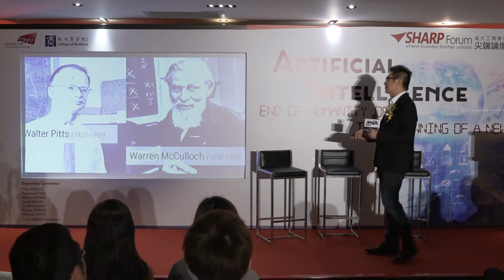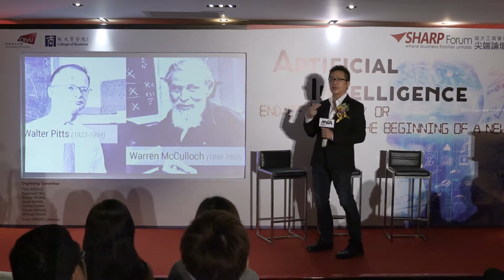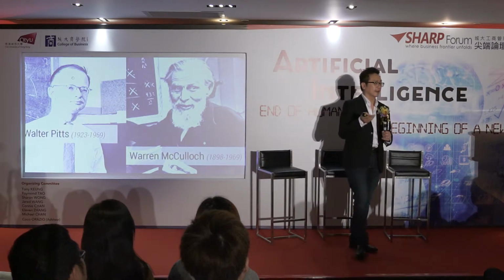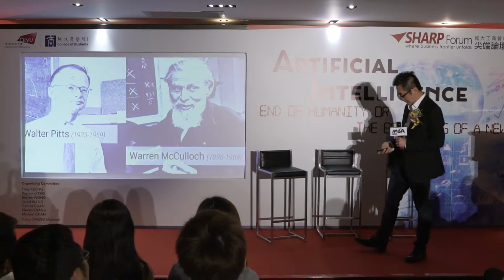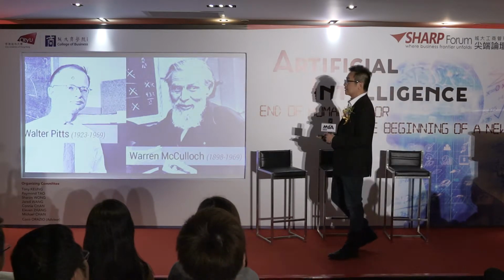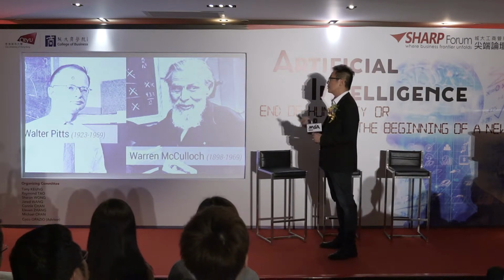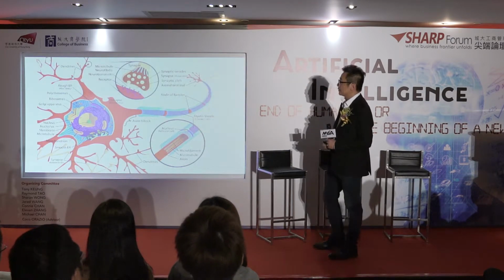McCulloch is also a very interesting character. He's a chain smoker, and some people say he's an alcoholic. Even despite their age differences, those two got along very, very well. They were super interested in neurons and the human brain and how it functions. They came up with a model.